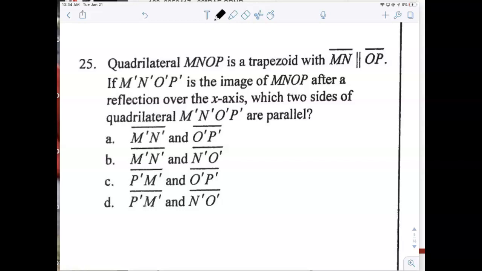Question 25 was a question off of the warm-up sheet we did most recently. When you have a segment parallel to its segment and then you reflect it, its image, choice A, is also going to remain parallel.